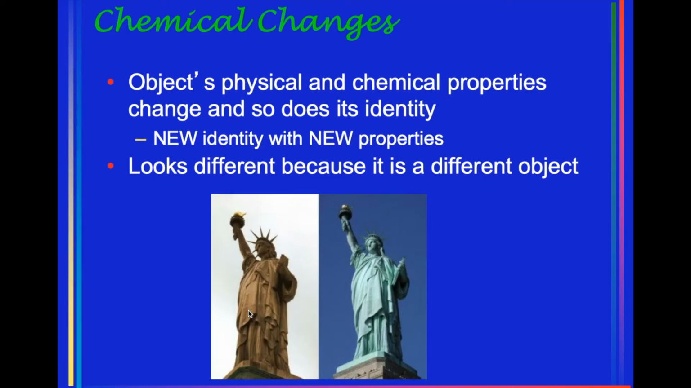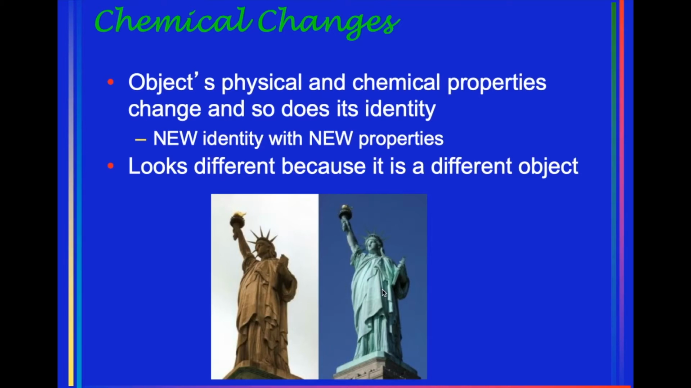So eventually they were like, you know what? We have to let the whole thing change to this greenish color. Otherwise, we're going to have no statue left if we keep cleaning it off. So that's an example of a chemical change. It looks different than when it started because that green stuff is an actual new identity. So, a chemical change.